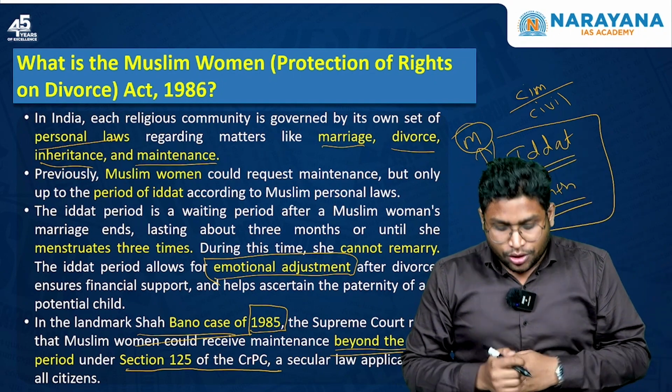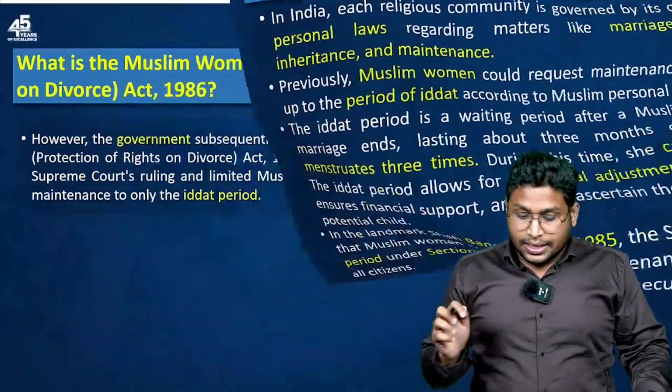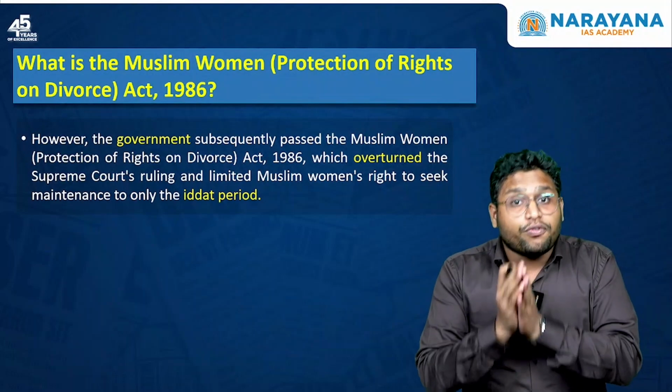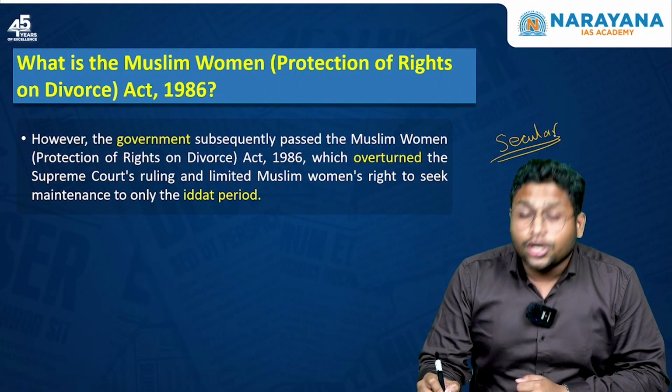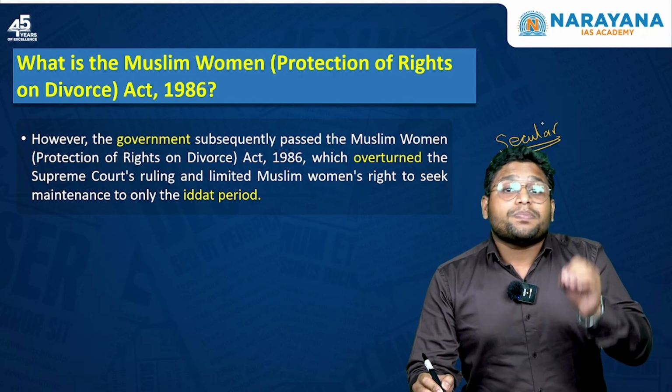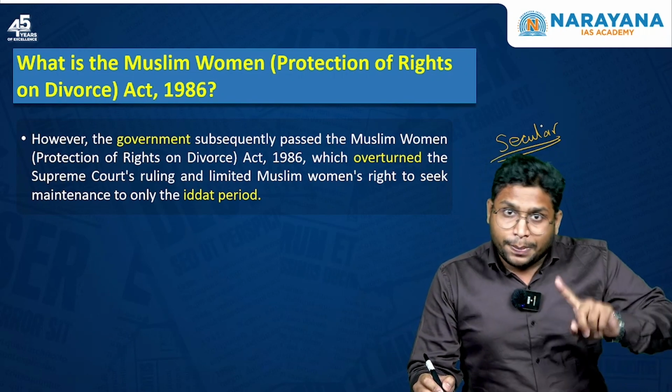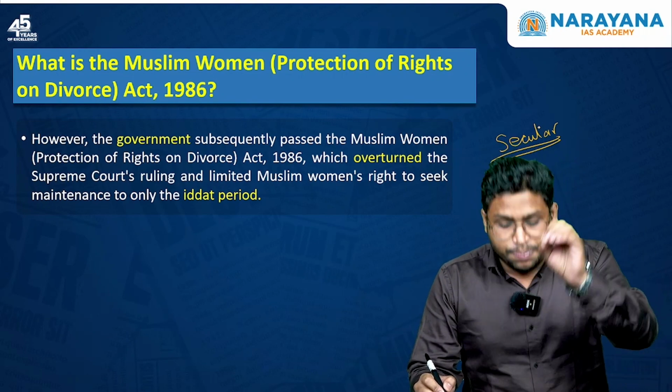Now, please understand the difference. Section 125 of the CRPC is a secular law. That means it is applicable to all women irrespective of their religion. But personal law is very much religion specific.